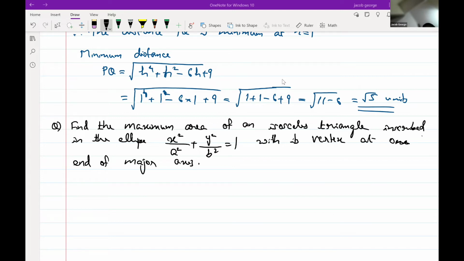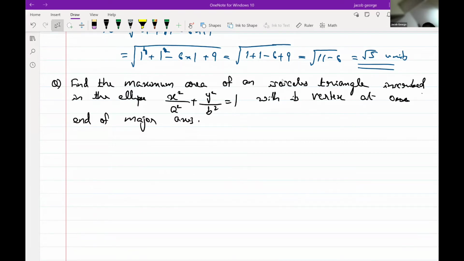Okay, so all the information is clearly in the question, but we have to apply the formula for area of a triangle. It's a different question. Find the maximum area of an isosceles triangle. So the question is to maximize the area, maximum area of an isosceles triangle inscribed in the ellipse.